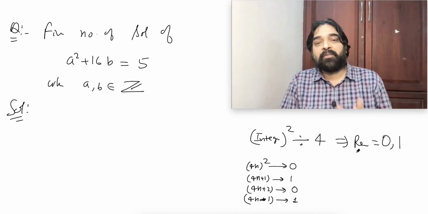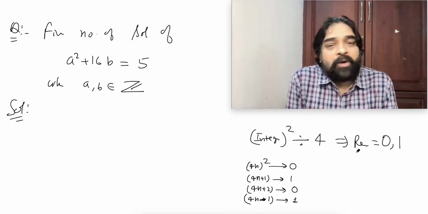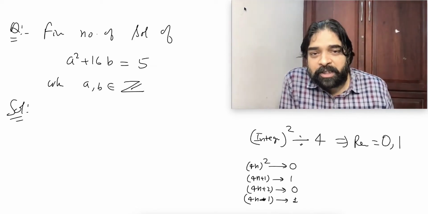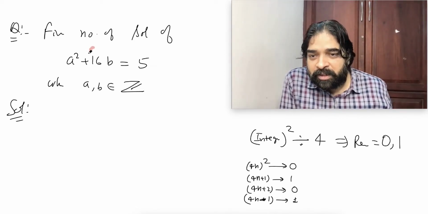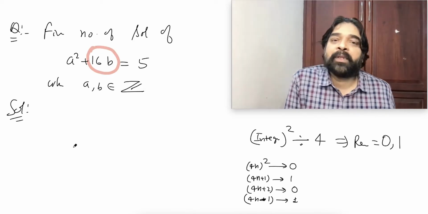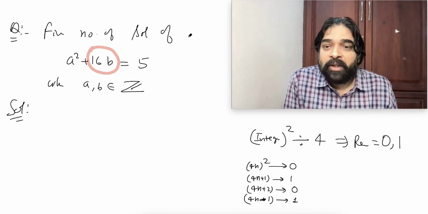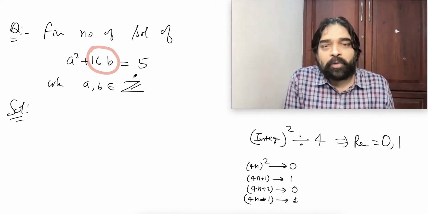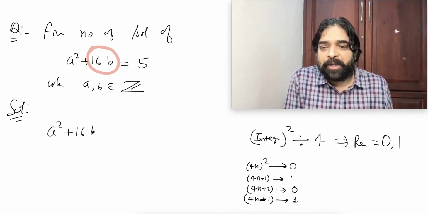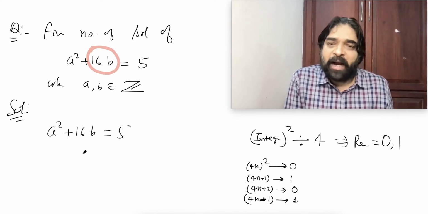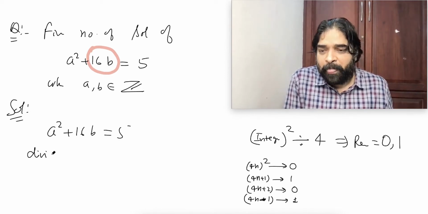Somebody can ask, sir, how are you getting this idea? By looking at this, I got the idea. 16, oh, this is divisible by 4. So what will I do? I will divide both sides by 4. a square plus 16b equal to 5. I am dividing by 4 on both sides.